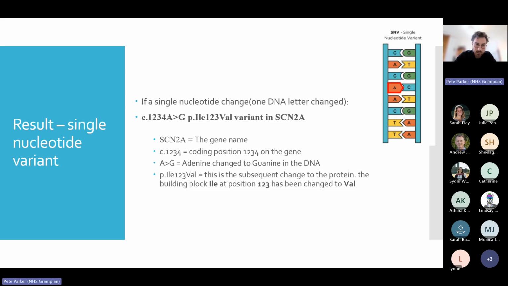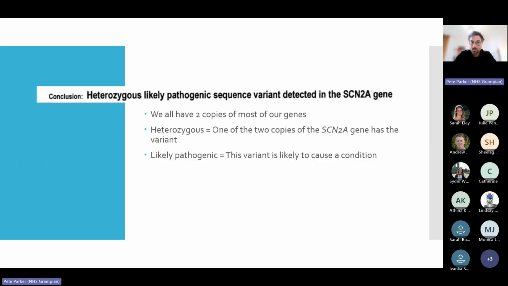So the amino acid is the building block, and the isoleucine, I think, is what ILE refers to at position 123 in the protein, has been changed to valine, which means that the protein has got a different structure and therefore is not working normally because of that.